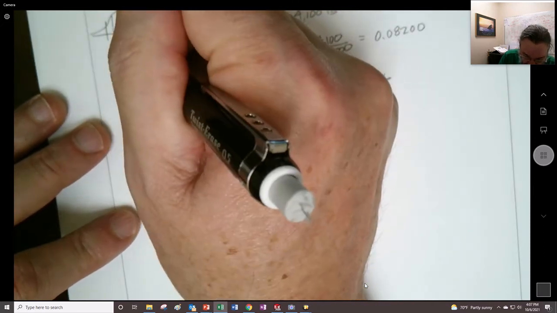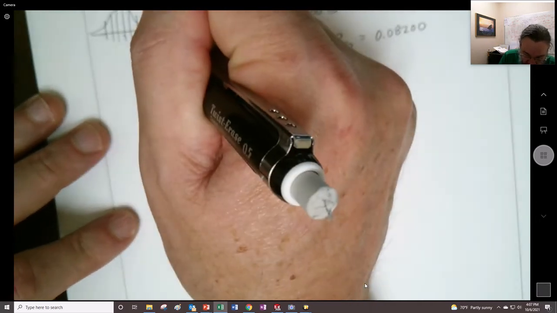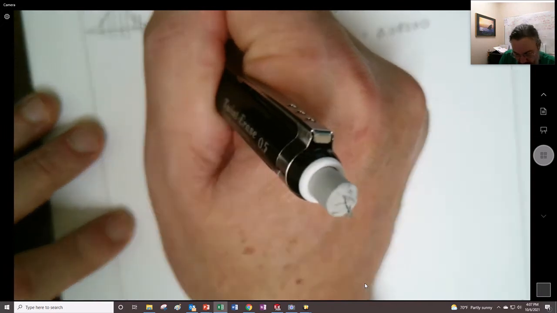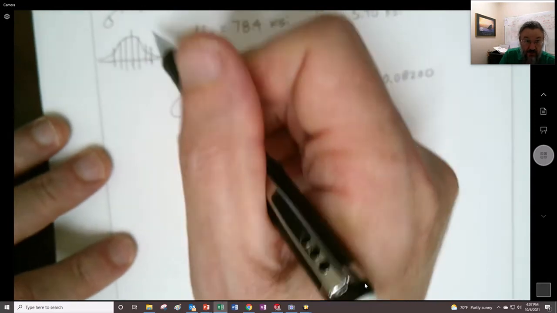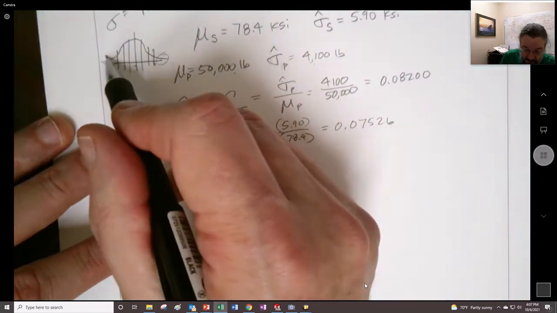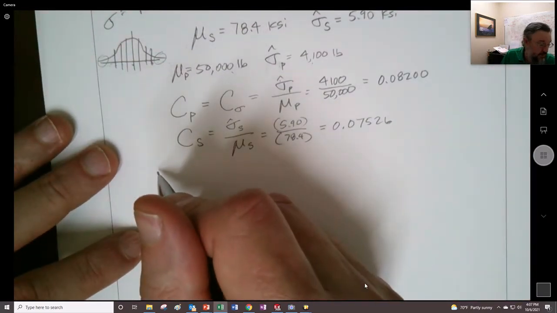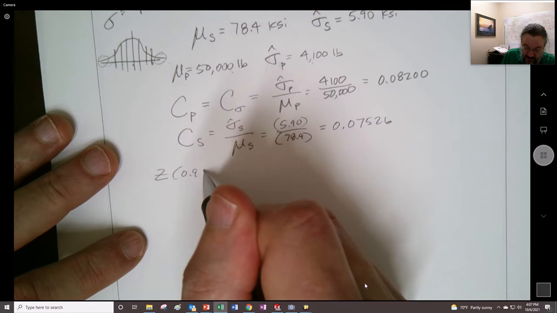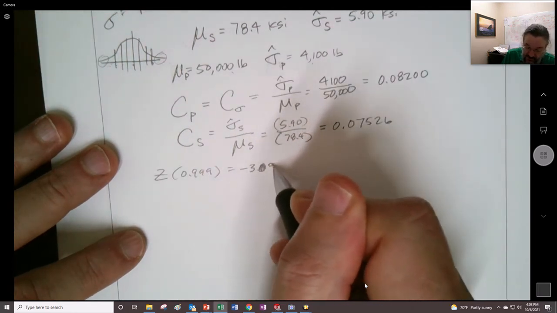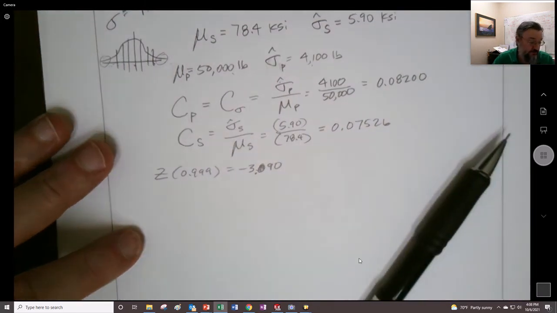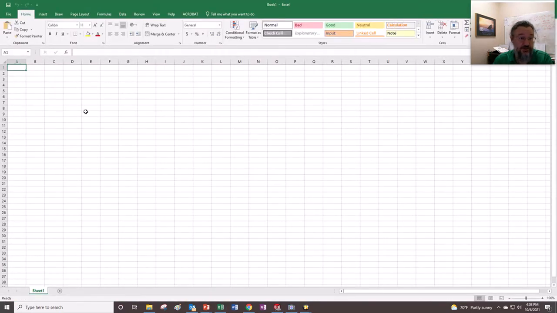So right there we had 1, 2, 3. If we're less than negative 3 here, or greater than positive 3 right here, we know, oops, I'm sorry, my hand was in there, that we're going to be pretty far over there. So we're going backwards with our 0.99. So we say the Z of 0.999 is equal to negative 3.090, right?